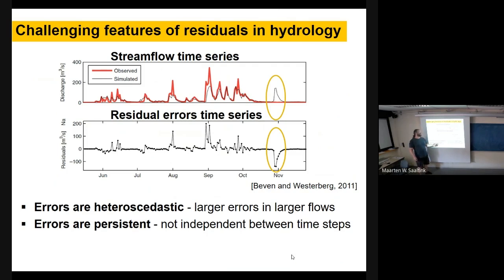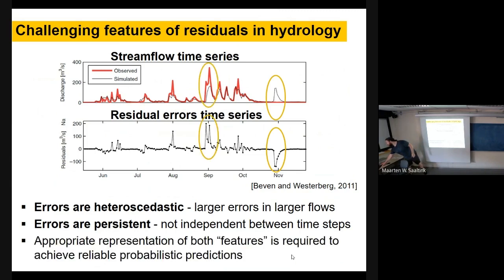This concept of heteroscedasticity, Greek word for changes in the variance. So generally speaking, error variance is larger in the larger flows. You can see that, well, it's not here, but maybe here. And also the concept of persistence in the errors. The error is not independent from time step to time step. If our model has a large error at one time step, generally speaking, that error is going to propagate in time, and we're going to have a series of fairly large errors. And we really would like to represent both of these features so that our description of uncertainty is, let's say, agreeing with reality.